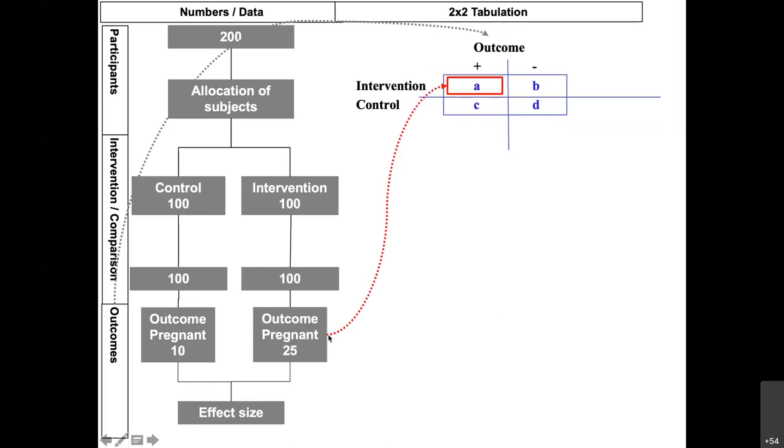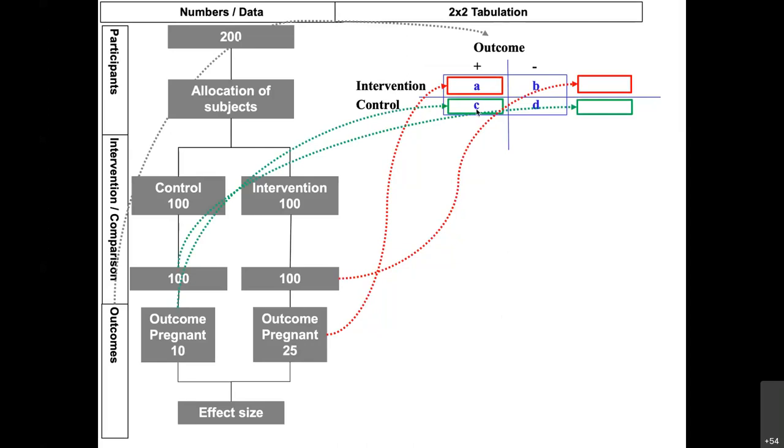The people who became pregnant in the intervention group need to be put over there. The total need to go over here. And those who became pregnant need to go over there, and the control over there. So can you now begin to see the relationship between the construction of your research question, the importance of it to the construction of the 2x2 table, and then putting the information concerning outcome, intervention, or exposure present or exposure absent in the correct order? And then you have some likelihood of constructing your analysis correctly.